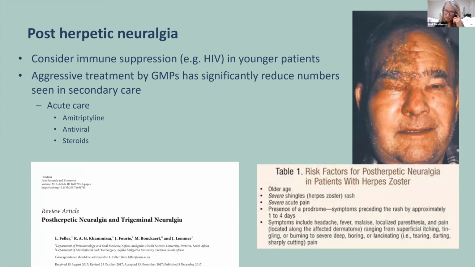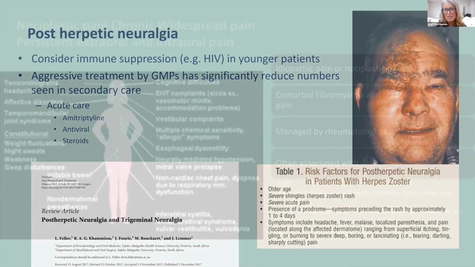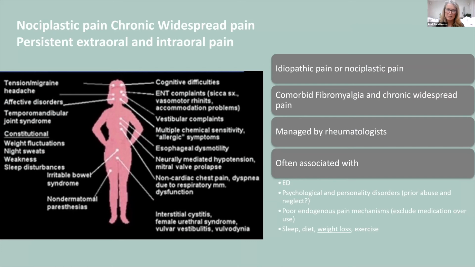Postherpetic neuralgia, I'm not going to spend too much time on. We very rarely see that, it's another neuropathic condition in the face now. Very well managed by GPs with aggressive treatments with tricyclic antidepressants, antivirals, and steroids. It seems to have nipped the problem in the bud, as we very rarely see these patients in our secondary tertiary care units.